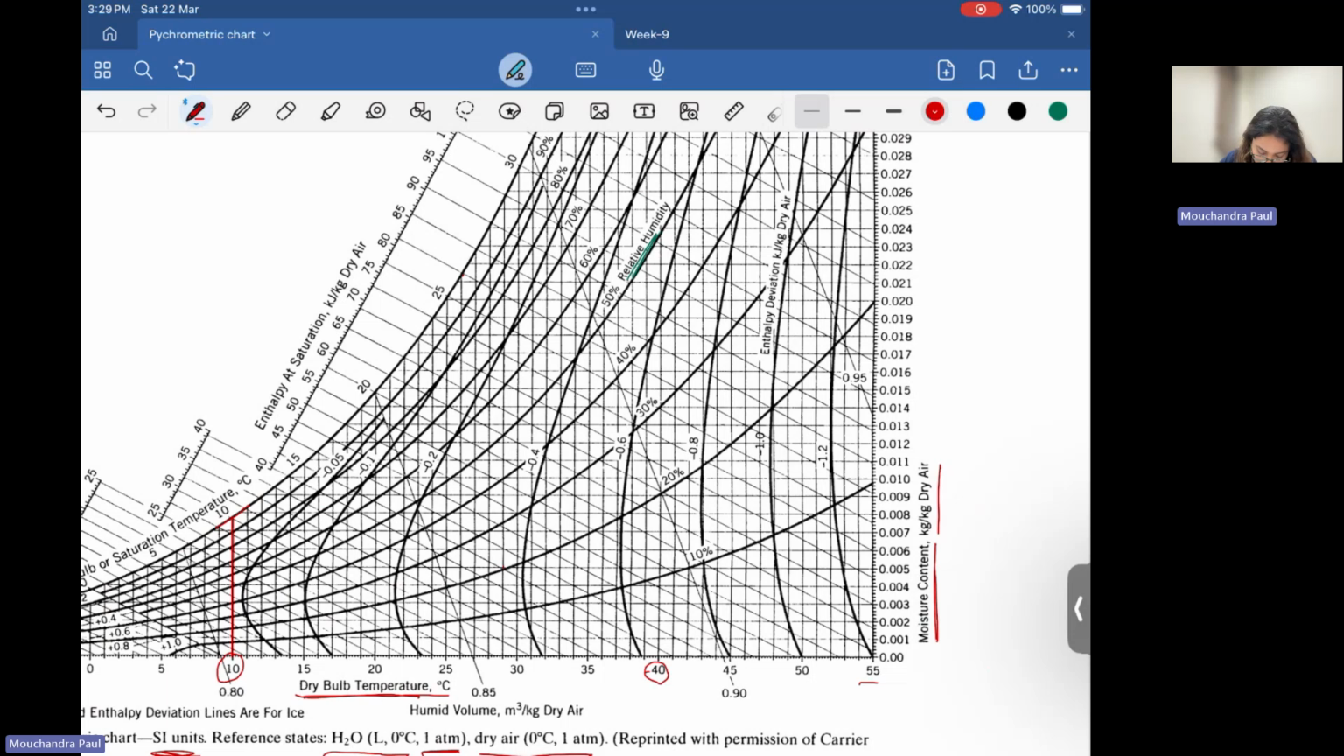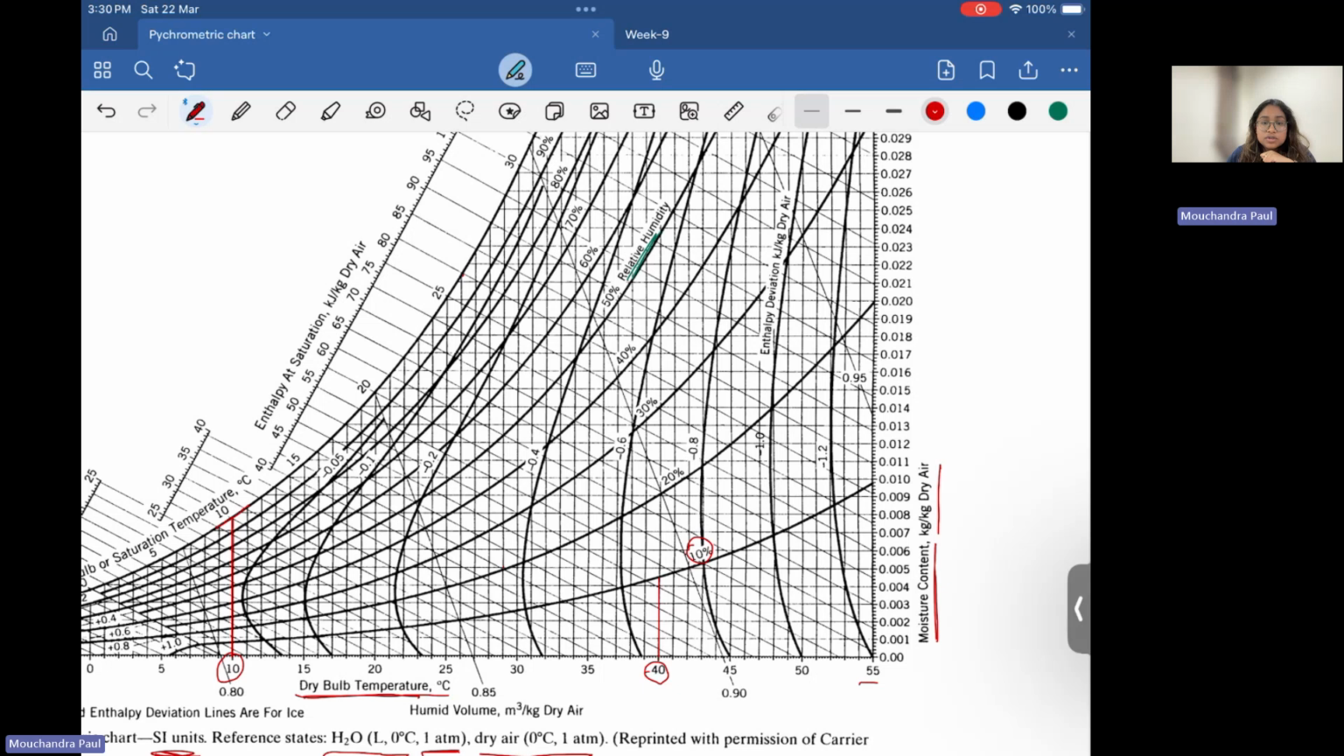How would you go? You have to first draw a horizontal line. So you also need another parameter. You not only need to know the temperature, the dry bulb temperature, but you also need to know initially how much relative humidity is there. So let's suppose initially in our example it is 10%. So we have to first draw a line till 10%. So the initial state of the air is a dry bulb temperature of 40 degrees Celsius with a relative humidity of 10%.